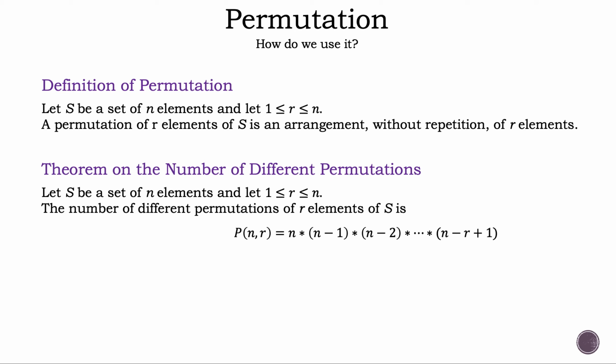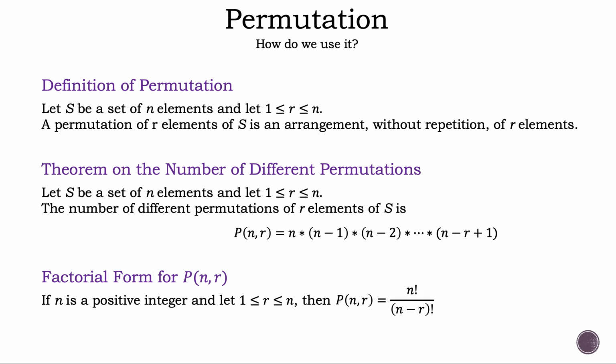Now, let's talk about the theorem on the number of different permutations. Let S be a set of n elements, and let 1 ≤ r ≤ n. The number of different permutations of r elements of S is nPr = n(n − 1)(n − 2)...(n − r + 1). This will help us find the number of different positions.